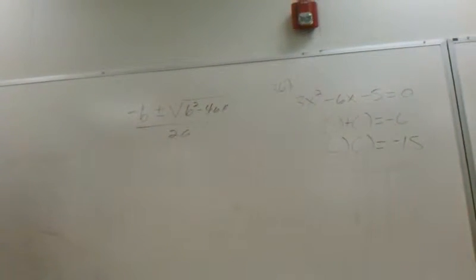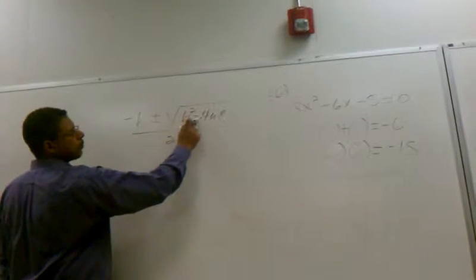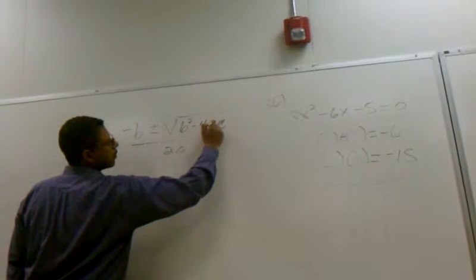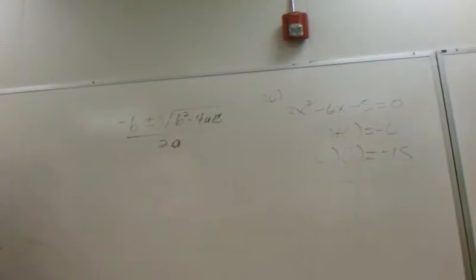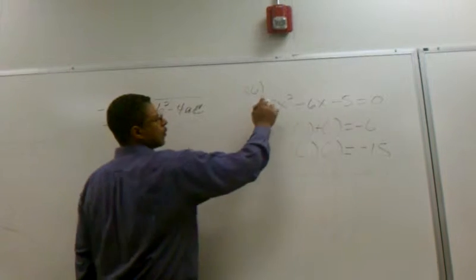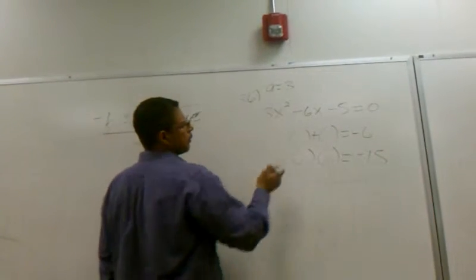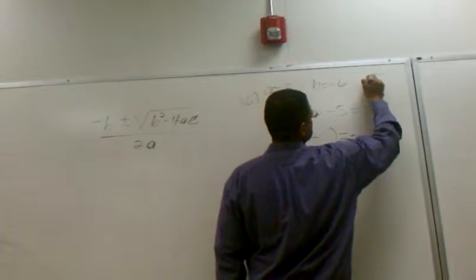Okay. This is negative b plus or minus the square root of b to the second power minus 4ac, all over 2a. That's an a, okay. Now, in this case, a is the coefficient of the quadratic term, so a is going to be 3. b is the coefficient of the linear term, so b is going to be negative 6. And c is called the constant, which is negative 5.